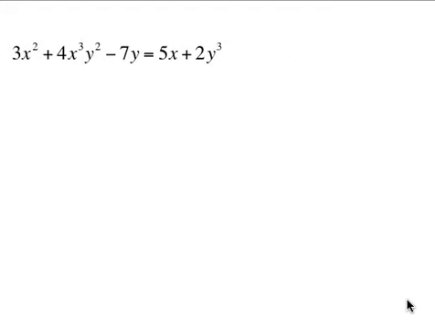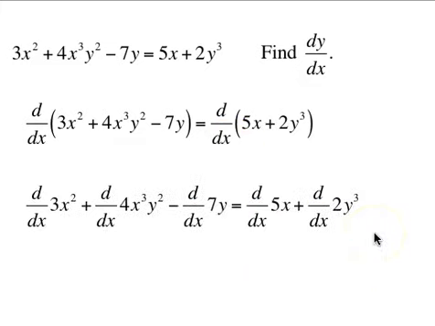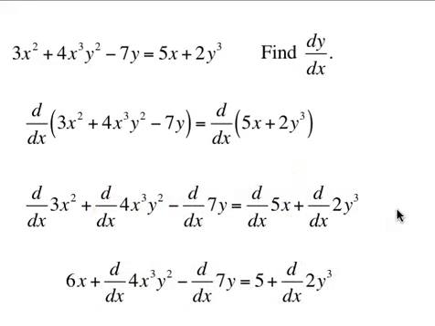Our next example is the following. 3x squared plus 4x cubed y squared minus 7y equals 5x plus 2y cubed, and again we want to find dy/dx. We'll take the derivative with respect to x of both sides. The derivative of the sum is the sum of the derivatives, so the derivative of the first piece plus the derivative of the second piece minus the derivative of the third piece equals the derivative of the first piece plus the derivative of the second piece.